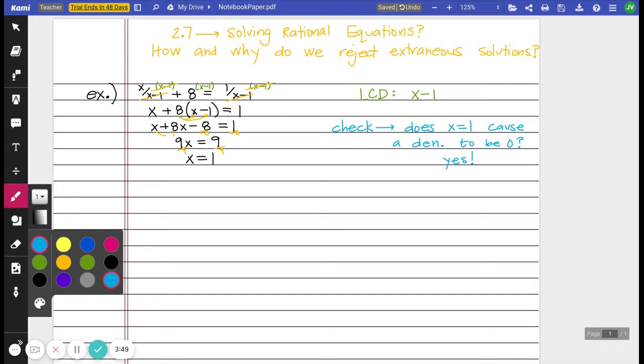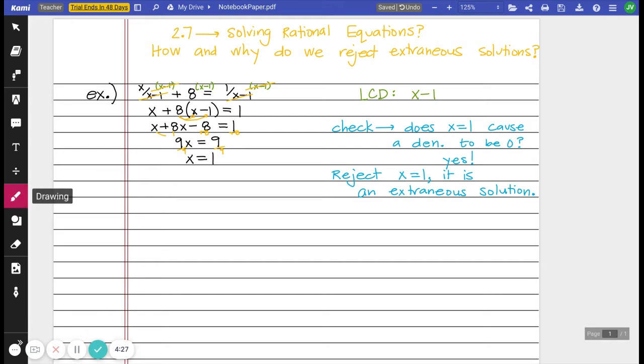So what we do is we reject x equals 1. It is an extraneous solution. Okay? So we don't actually have a solution here because the one we came up with is what's called extraneous, right? It makes a denominator equal 0. 1 minus 1 for my denominator equals 0. That's kind of a bummer way to start, so let's give this another go.